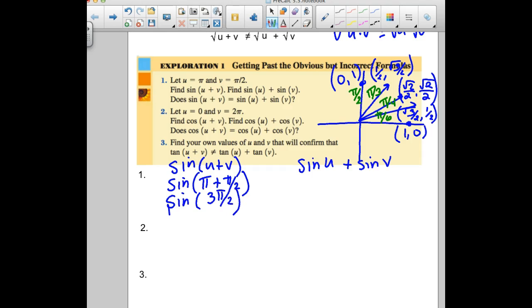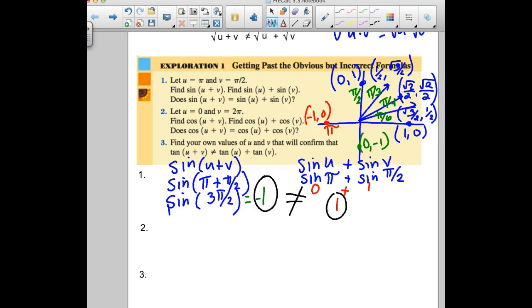All right, and looking at the sine of 3 pi over 2, we would be down here. Coordinates are 0, -1, so our value here would be -1. If we look at the other option, saying the sine of u plus the sine of v, we are looking at the sine of pi plus the sine of pi over 2. Well, sine of pi is over here. Coordinates are -1, 0. So the sine of pi is 0, and the sine of pi over 2 is 1. And if we add those together, we get 1. And so you'll notice that these two quantities are not the same. All right, so the sine of u plus v does not equal the sine of u plus the sine of v.